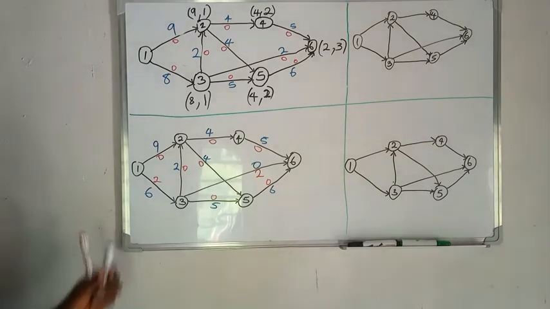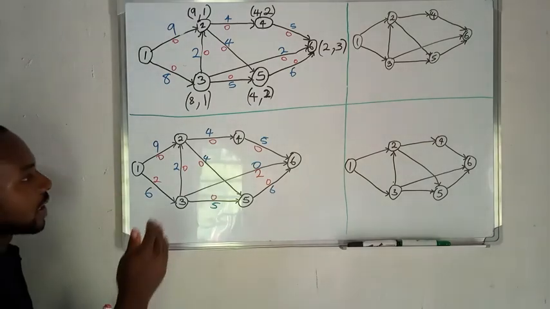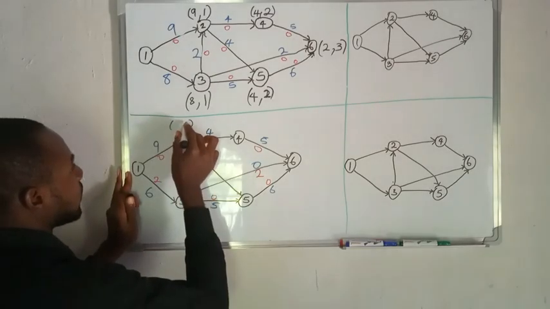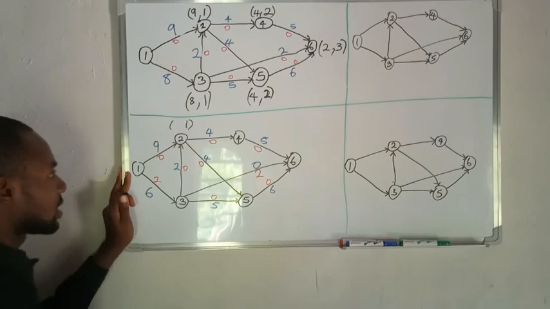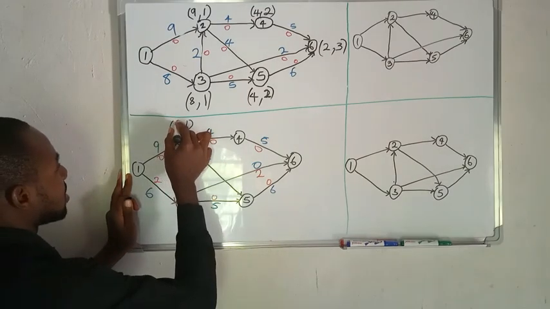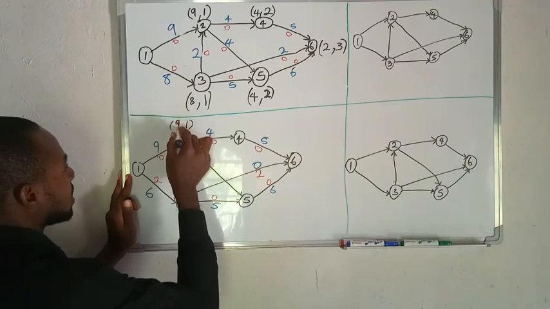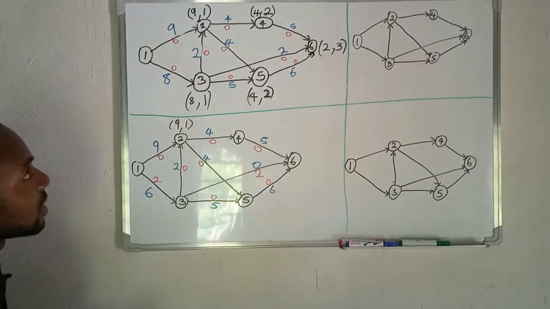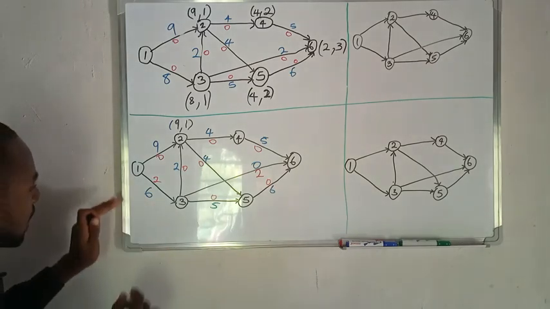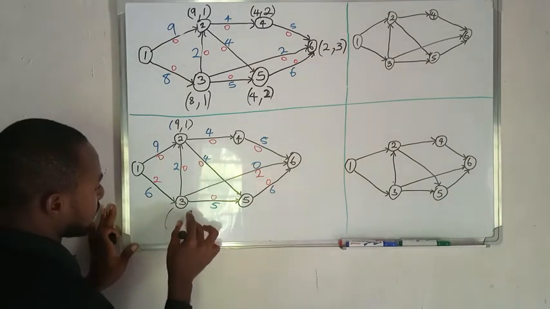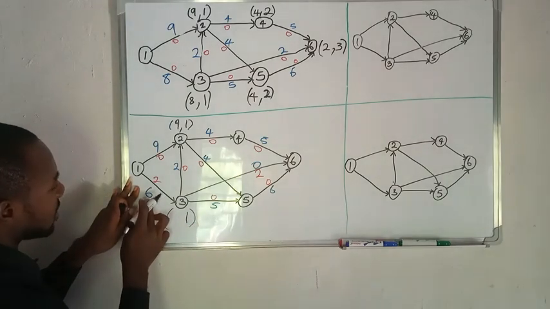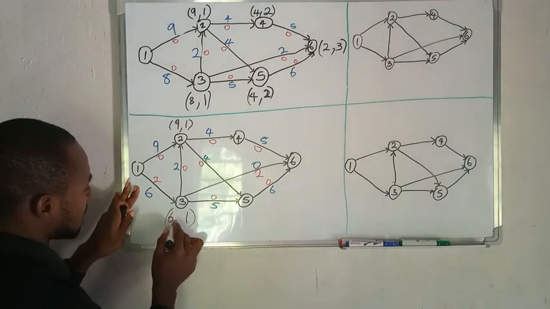So after doing this, we start to label again, and then 2 coming from node 1, level 2 from node 1, we have 1 here, and then the capacity is still 9, so we have 9 comma 1 here, and then we label 3 from 1, so right here we have 1, and we just have 6 remaining here, so we have 1 comma 6.